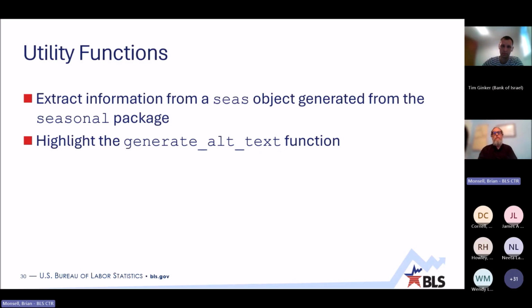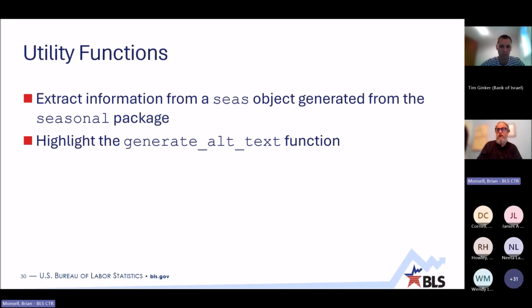But I also have this one package, this one function you might be interested in. I want to highlight the generate alt text function. In the US, we have to generate accessible documents, things that are accessible to people with limiting conditions, the blind and people with limited sight. And oftentimes you have to generate an alt text that you include in your documents for each of the different.